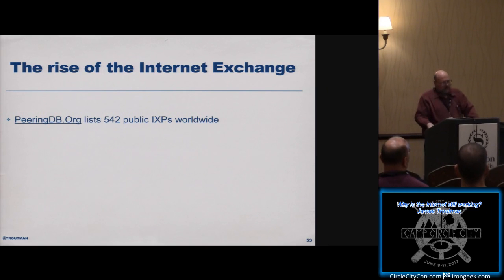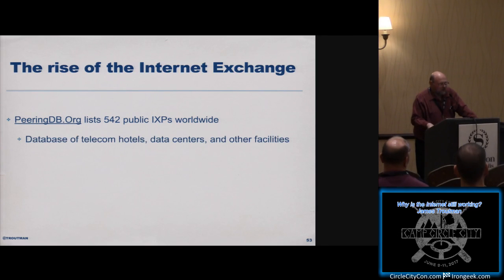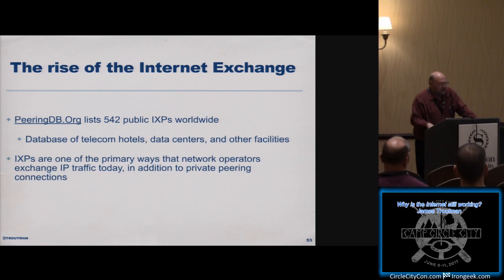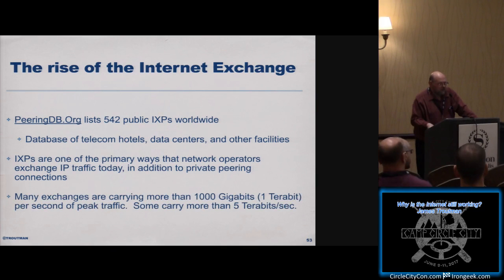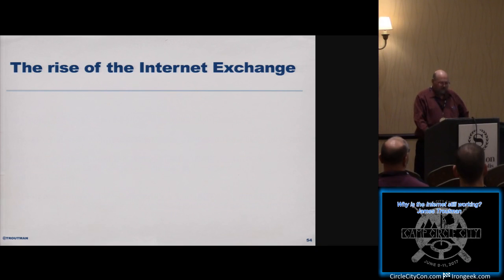Internet exchanges: PeeringDB, which is a wonderful resource, lists 542 IXPs worldwide. It's essentially a database of all the hotels, data centers, and other facilities. And so today, IXPs are really one of the primary ways network operators exchange traffic. They also do some private peering. There's a lot of exchanges that are carrying in excess of 1 terabit of traffic per second every night. Some are carrying more than 5 terabits.